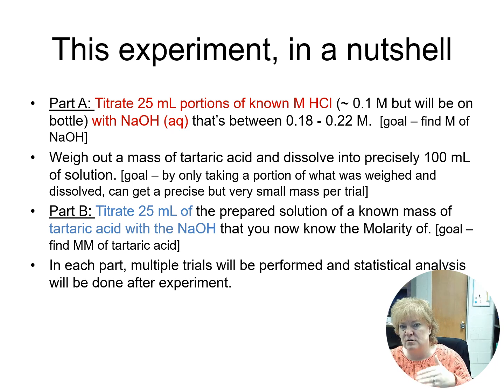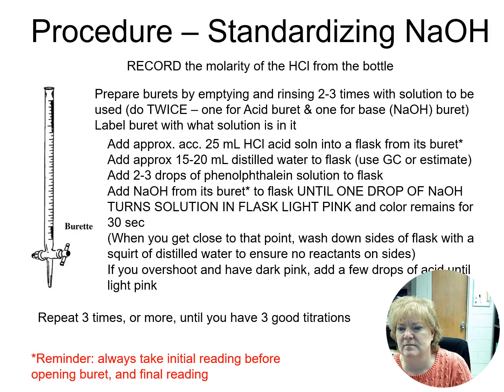Of course, in each part, we're going to be doing multiple trials. So when you weigh out the second step, you're just going to make 1 solution. That's enough for 4 trials. Well, it's really enough for 3 trials, but if you need to make more, we can make more. But we're going to do at least 3 trials in part A and at least 3 trials in part B. And then we're also going to do some statistical analysis of them in the write-up.